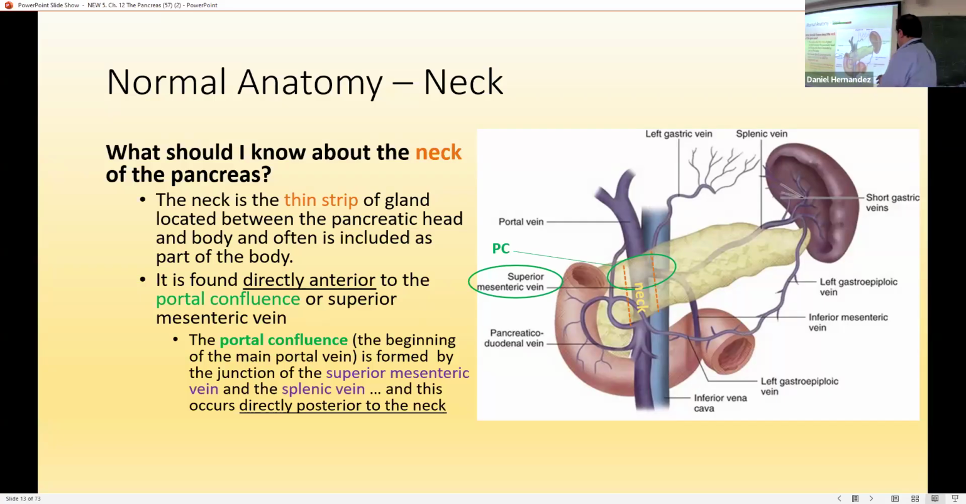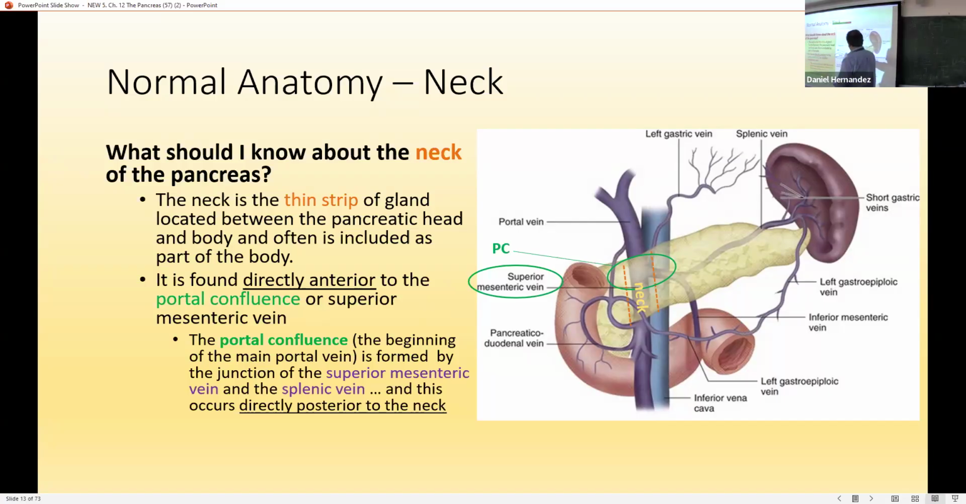So again, the neck is only a small little portion of the pancreas. It's a thin strip, located between the head and the body, so oftentimes it's included as part of the body. It's found directly anterior to the portal confluence.